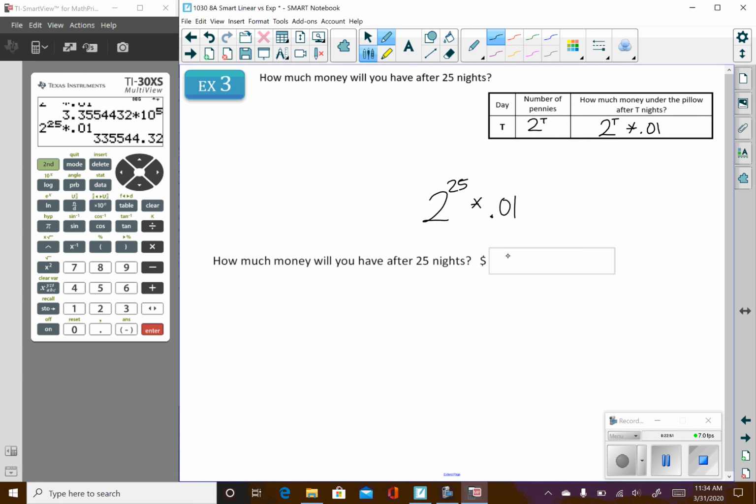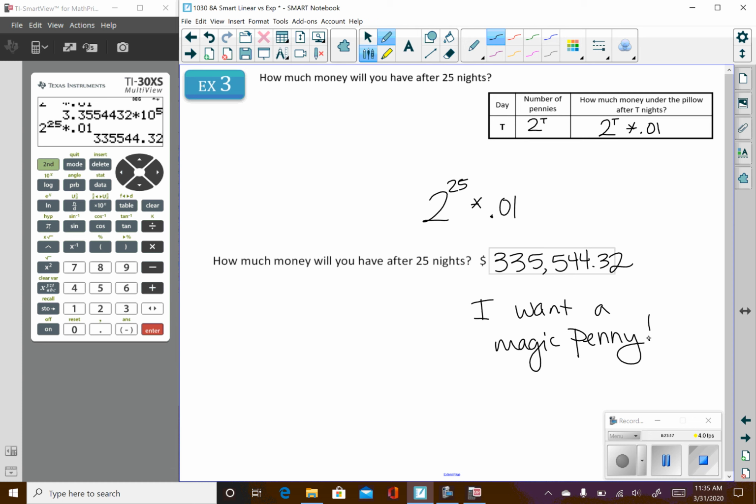So shockingly, you have $335,544.32. And maybe you weren't expecting it to be that much. I don't know. But I want a magic penny. And if I ever get a magic penny, I will give you all one of the doubled pennies so that you have your own magic penny.